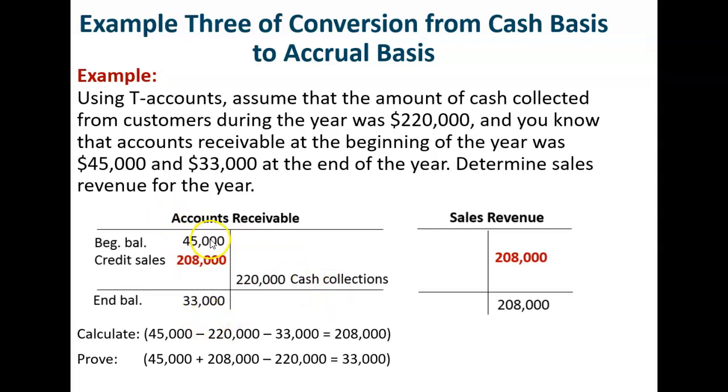To get from a $45,000 balance and a $220,000 credit to the account to get to an ending balance of $33,000, you would have to debit the account by $208,000. And here's the calculation. $45,000 minus $220,000 minus the ending balance of $33,000 equals $208,000. Pop that in there as a debit and then work forward to prove that you got the right answer. Does $45,000 debit plus a $208,000 debit minus a $220,000 credit leave an ending debit balance of $33,000? And yes, it does. So the accrual basis sales revenue was $208,000.